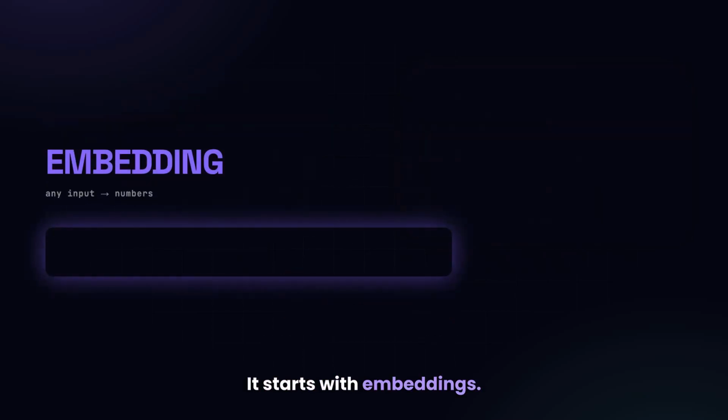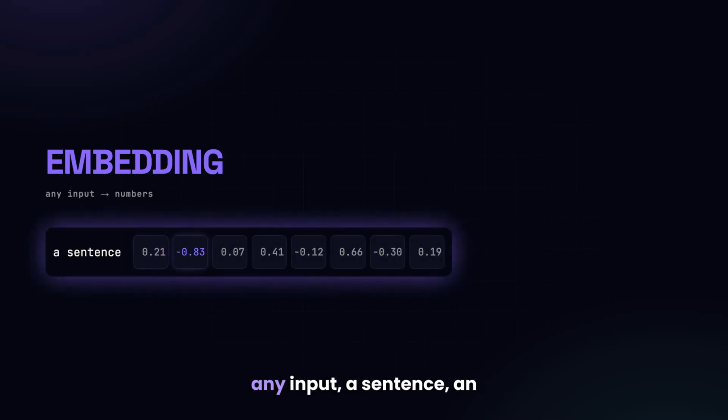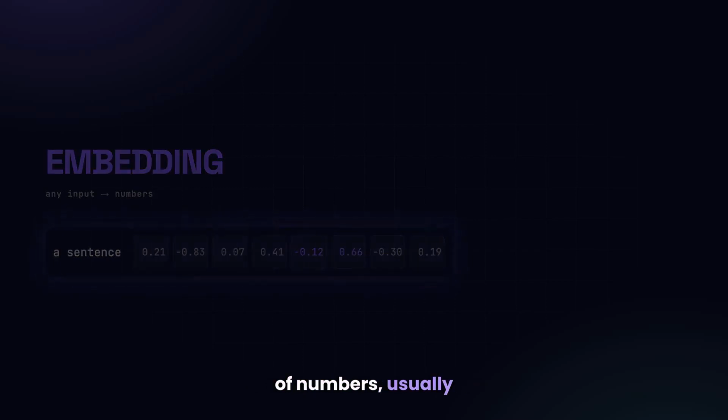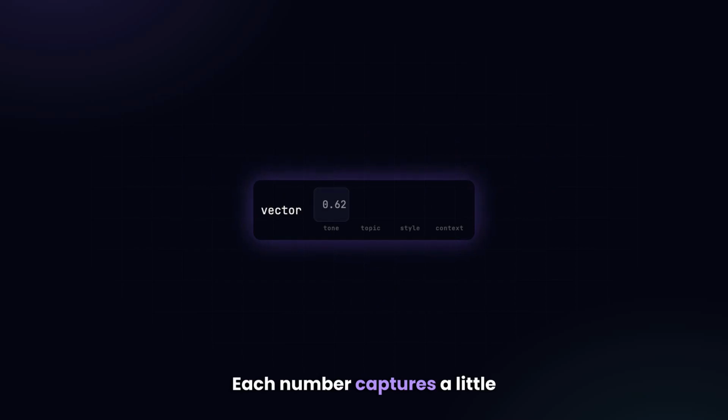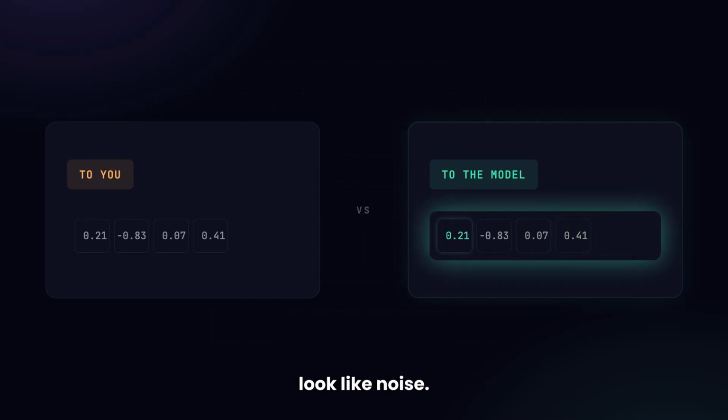It starts with embeddings. An embedding model takes any input, a sentence, an image, an audio clip, and turns it into a list of numbers, usually somewhere between 768 and 1,536 of them. Each number captures a little of what the model learned during training: tone, topic, style, context. On their own, the numbers look like noise. You can't read them. But to the model, that list is a fingerprint of meaning.